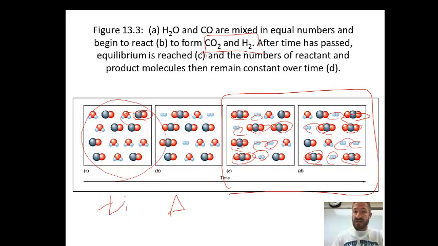That is constant. Now let's look at the reactants. The water, we've got 2 water molecules here, 2 water molecules there, and then also the only one I didn't circle was a carbon monoxide. We see there's 2 carbon monoxides here, 2 carbon monoxides there. So this is equilibrium. The concentrations are constant in those last 2 time frames.